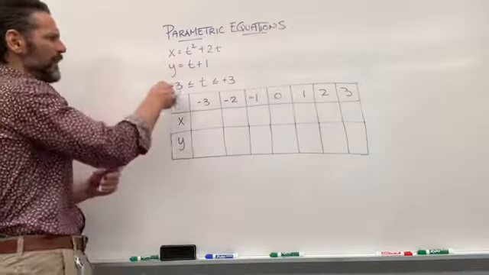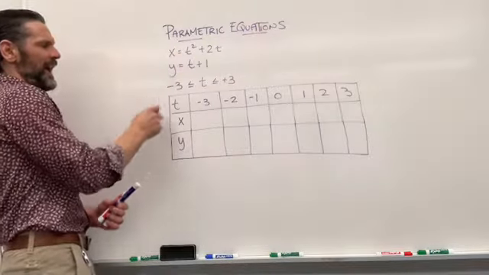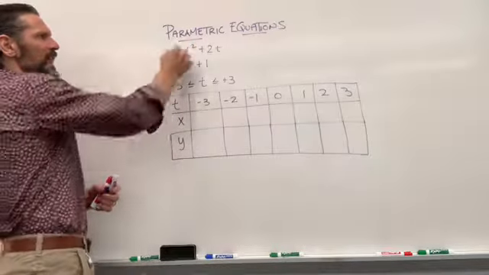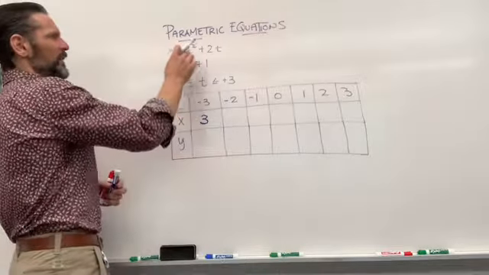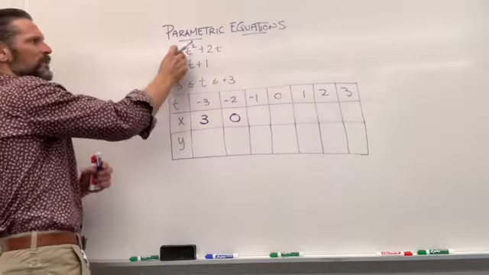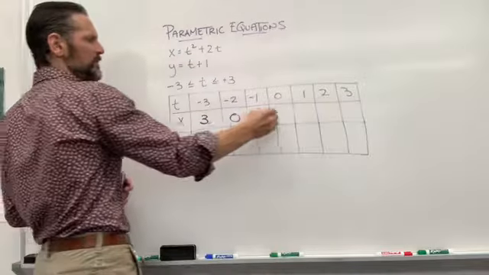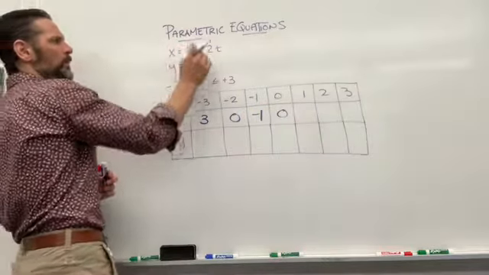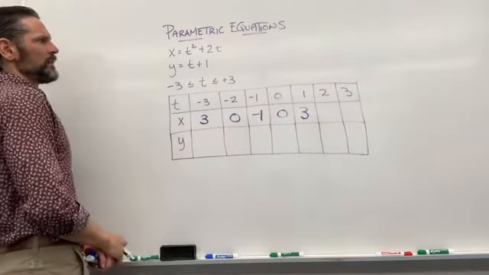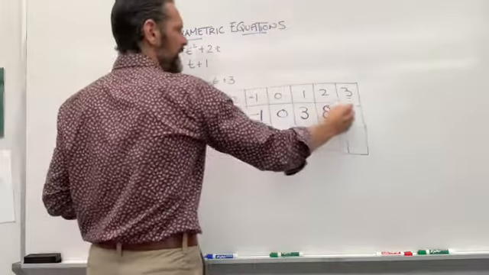What I can do now is substitute -3 in for t and find all of my x's. X is defined as a function of t. -3 squared is 9 plus 2 times -3 is 9 minus 6 is 3. -2 squared is 4 minus 4 is 0. -1 squared is 1 minus 2 is -1. 0 goes to 0. 1 goes 1 plus 2 is 3. And 2 squared is 4 plus 2 times 2 is 4 plus 4 is 8. And if I put a 3 in here, I get 15.